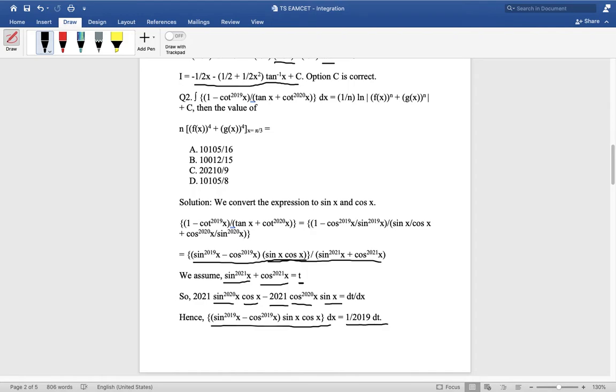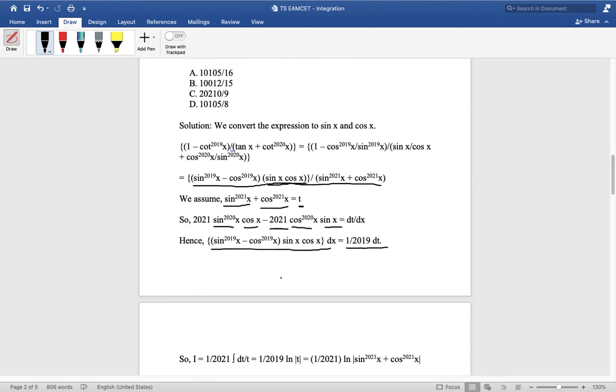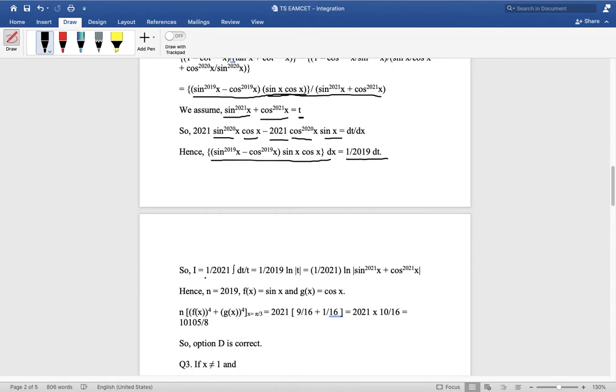Right? Since dx is also there, this whole thing in the numerator will become 1 by 2021 dt, and the denominator will be t. So we get 1 by 2021 into the integral of dt by t. Now we know that the integral of dx by x is log of x, so the integral of dt by t is log t.